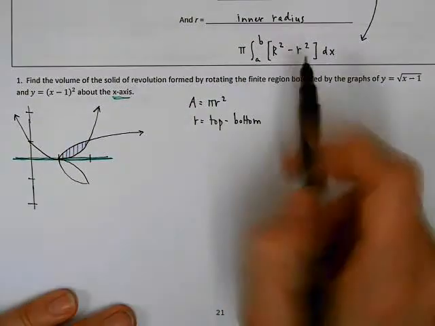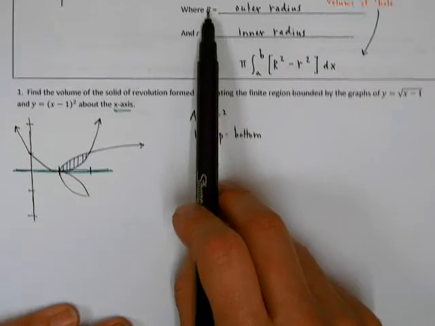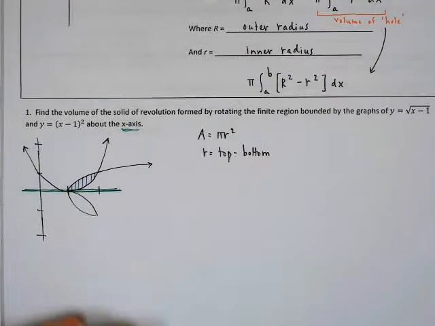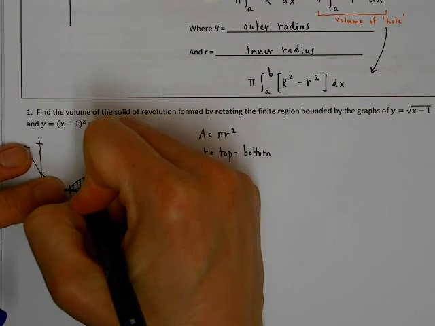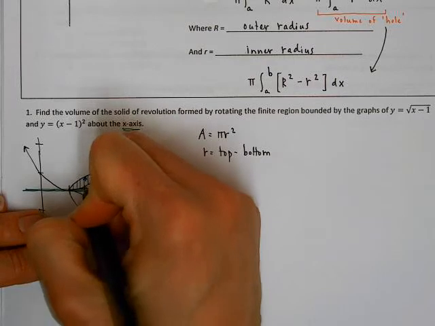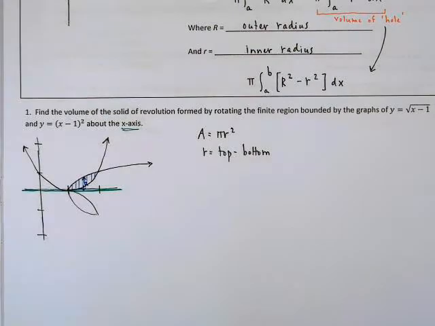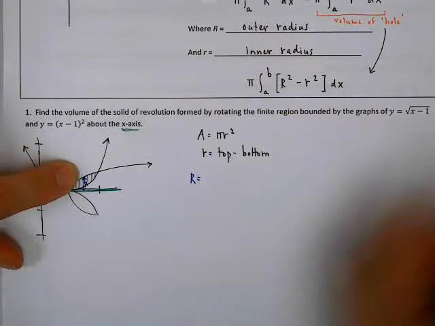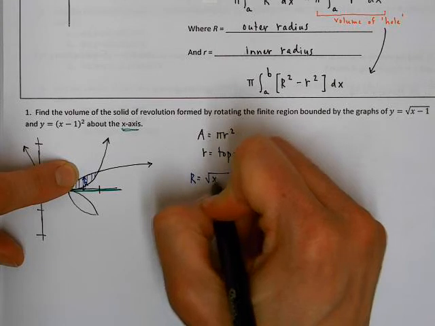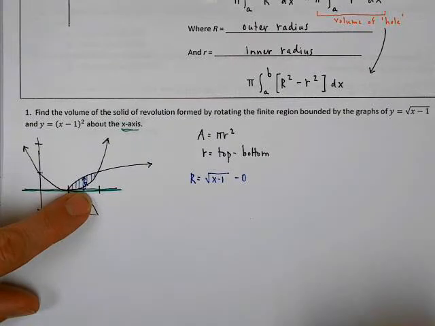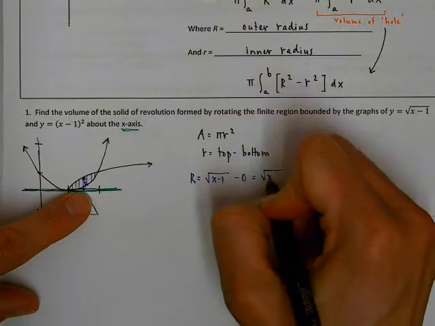But now I need to identify a big R, our outer radius, and the little r, which is our inner radius. So for my big R, that's going to go from the very top function all the way down to the axis. That's my big R, and I know that's hard to see. My big R is going to be the top curve, which was the square root of x minus 1. The bottom is the x-axis, so it's minus 0. So my big R is the square root of x minus 1.